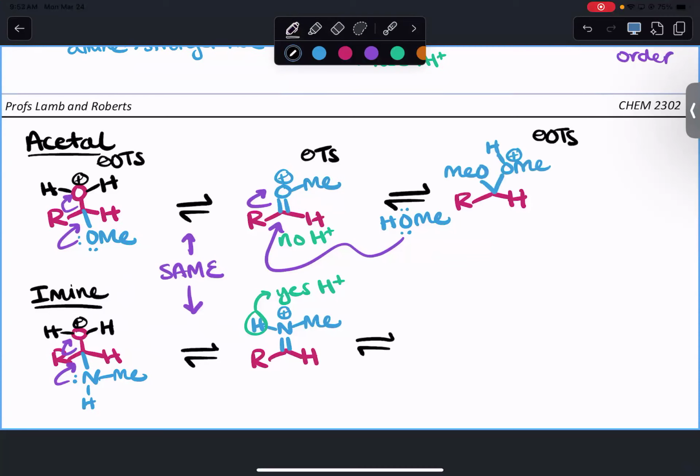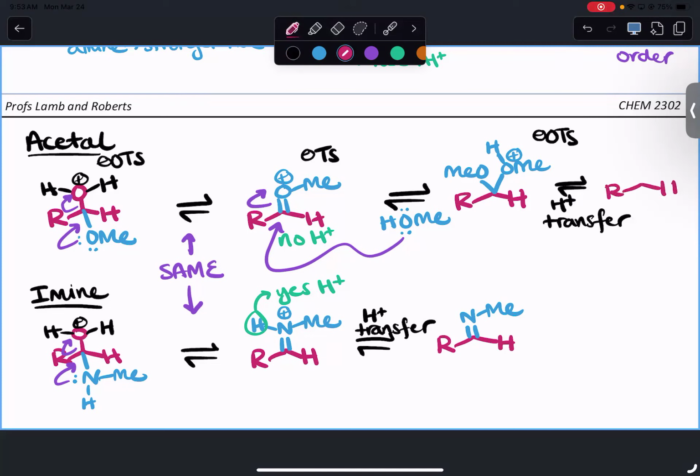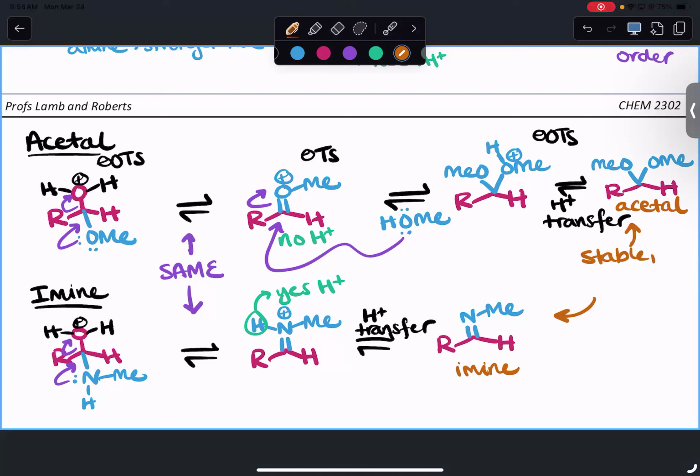Whereas in the case of our imine, we're going to have another proton transfer that will give us our final neutral imine. Here we do still have one more step, another proton transfer in the case of our acetal. And we have finally generated our acetal, and in this case, our imine. Both of these are stable neutral molecules.